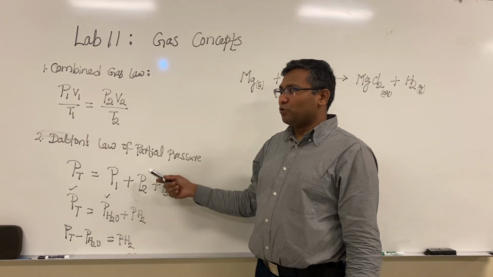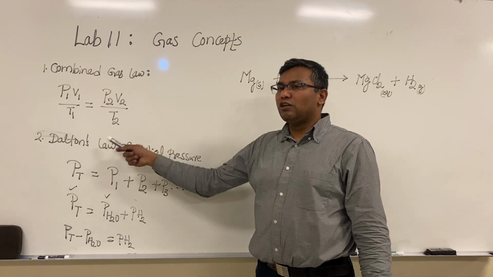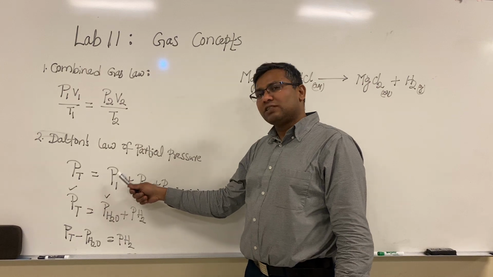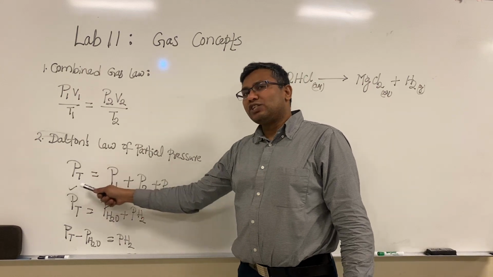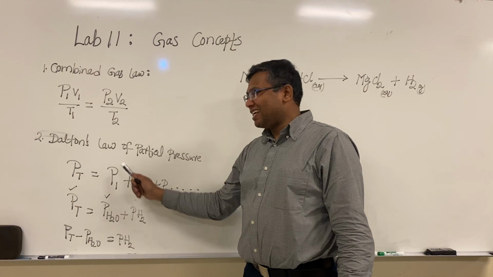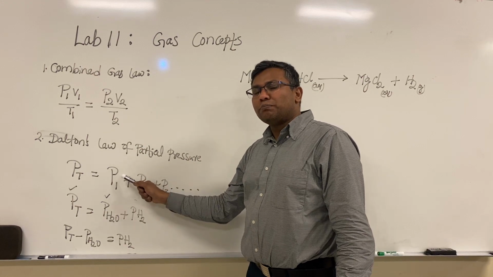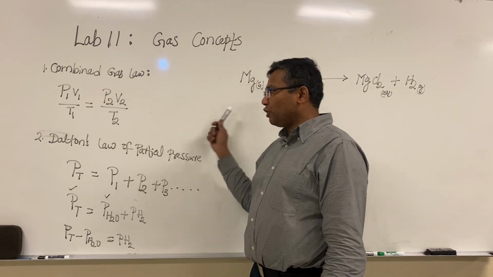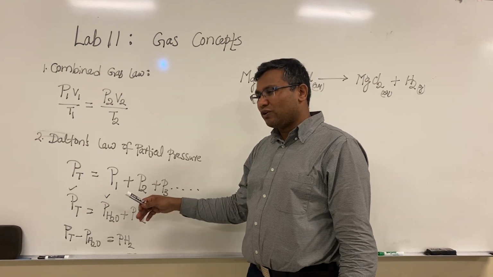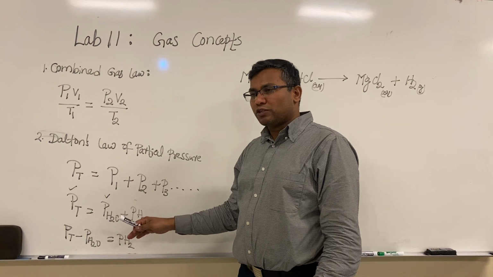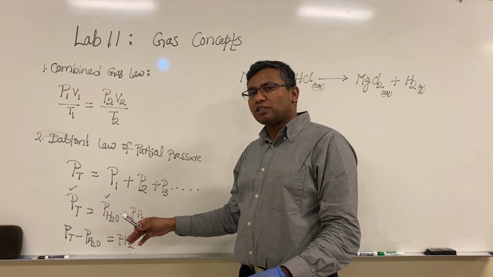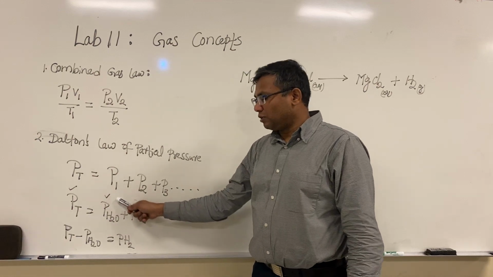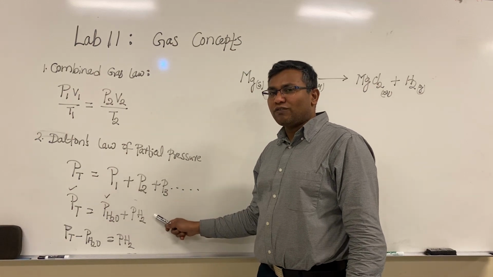We are going to also use one more law, which is called Dalton's law of partial pressure. So what does Dalton's law of partial pressure say? The total pressure of a mixture is equal to the sum of the partial pressures of individual gases. So here, in a closed system, you're going to have a partial pressure of hydrogen gas and partial pressure of water. So the total pressure will be pressure of water plus partial pressure of hydrogen.